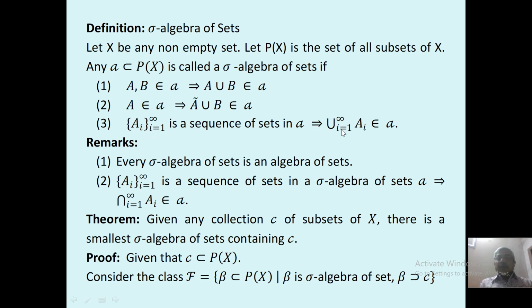then the union of all A_i also belongs to script A. The arbitrary union of members of script A is also a member of script A. If this third condition is also satisfied, then script A is called a sigma algebra of sets.